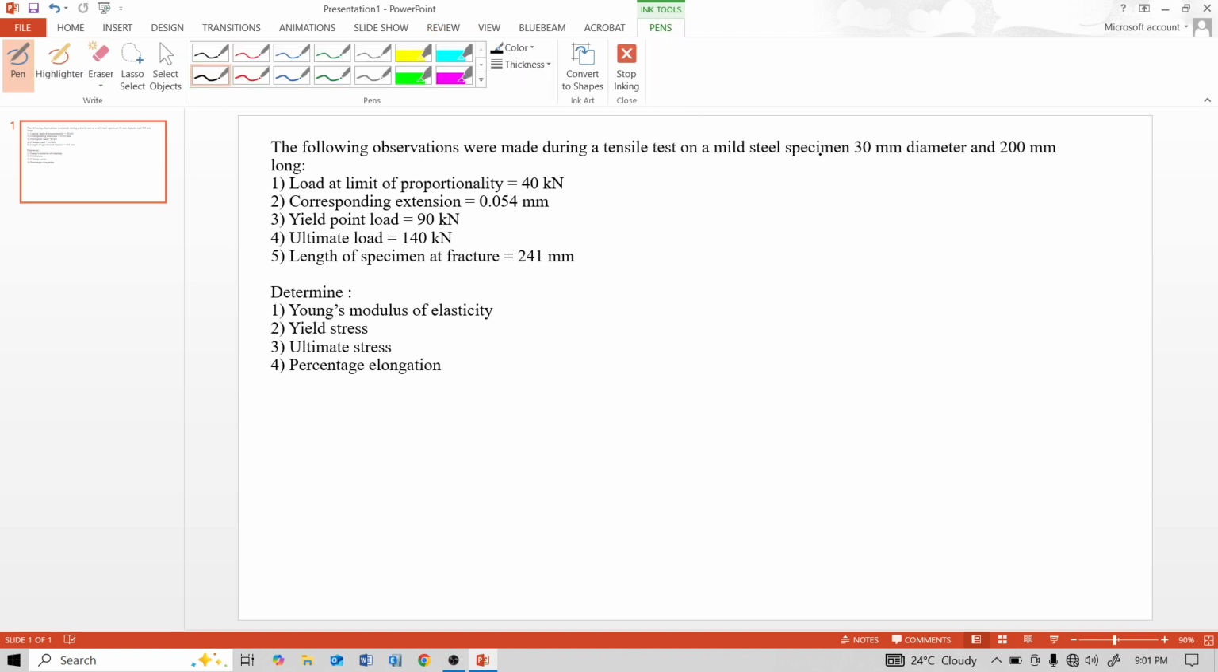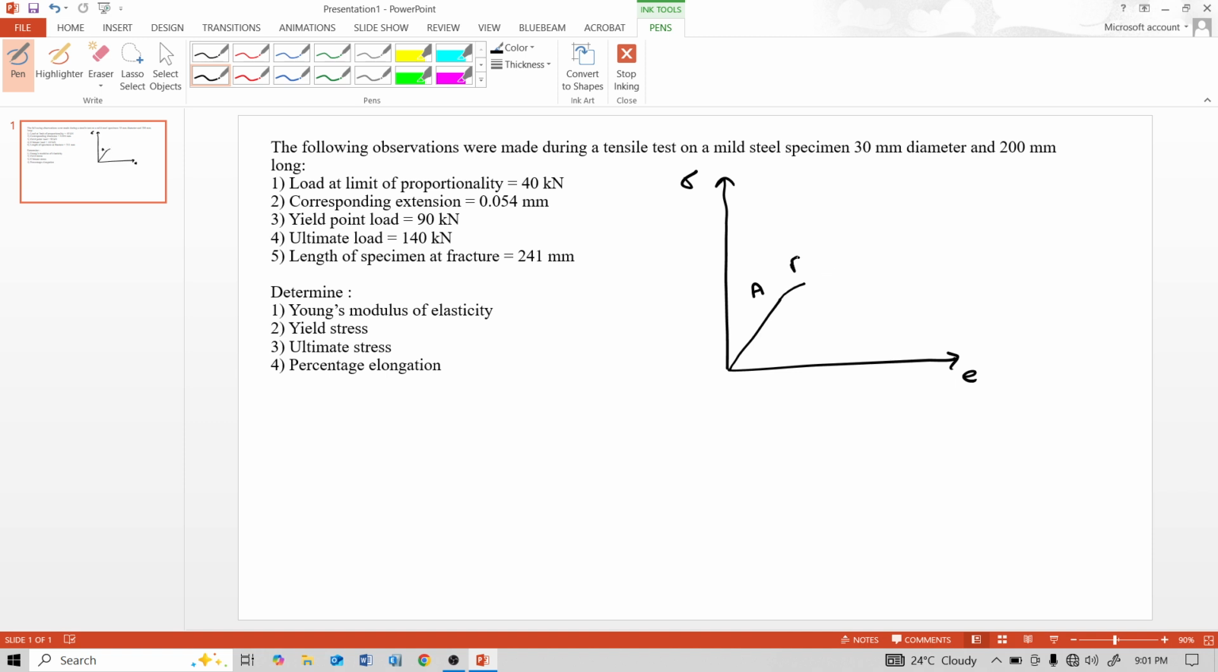For that mild steel specimen, the stress strain graph is drawn with x-axis strain and y-axis stress. Point A is the limit of proportionality. After this point A, point B is the elastic region, elastic limit point.